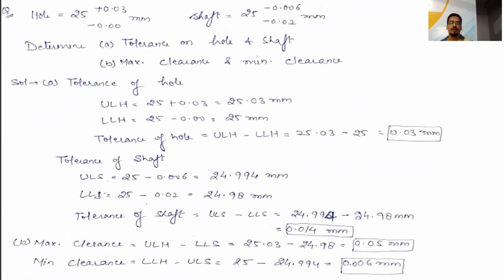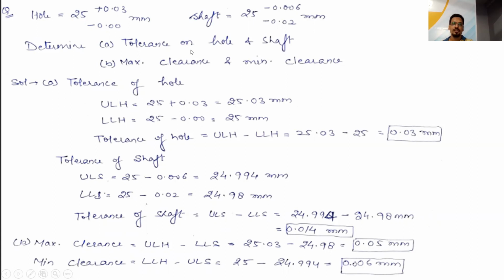So the next question is: hole and shaft sizes are given to you according to this dimension. The basic size is 25 and the tolerances for the hole and shaft are provided on the basic size. So according to it, you have to determine the tolerance on the hole. It means you have to find out the tolerance zone for the hole and for the shaft, as we have calculated in the previous question, and we have to calculate the maximum clearance and minimum clearance.